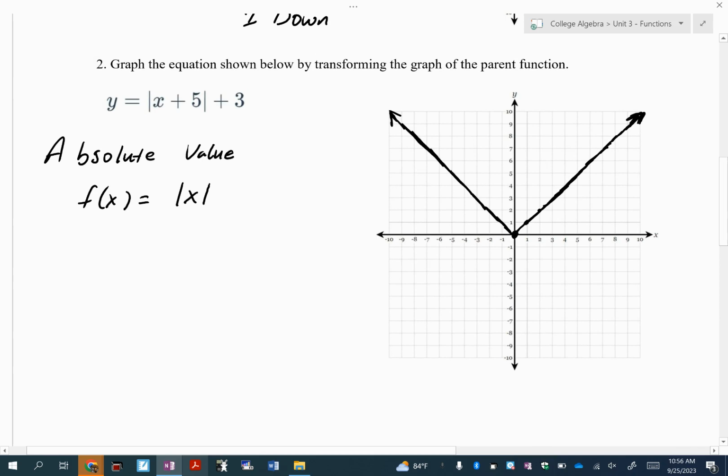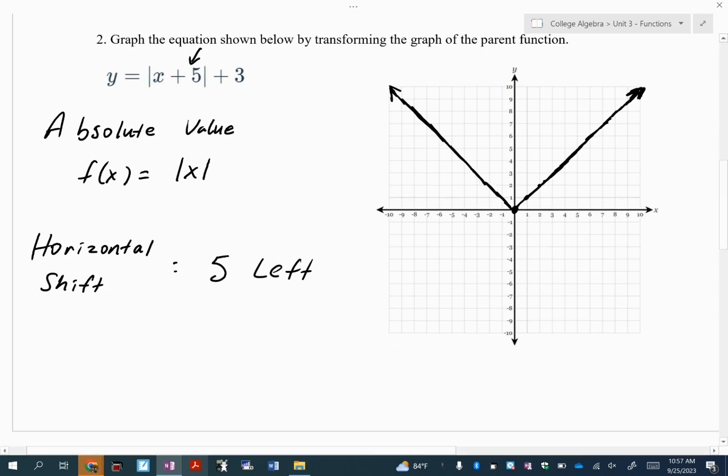Now again, just like I did before, the same thing applies. When you're thinking about the horizontal shift, we're looking inside, and inside this time it's not the parentheses, it's inside the absolute value symbol. I see +5, so I'm thinking the opposite of +5, which is -5. So moving negatively in a horizontal direction is to the left. So this is 5 units to the left.